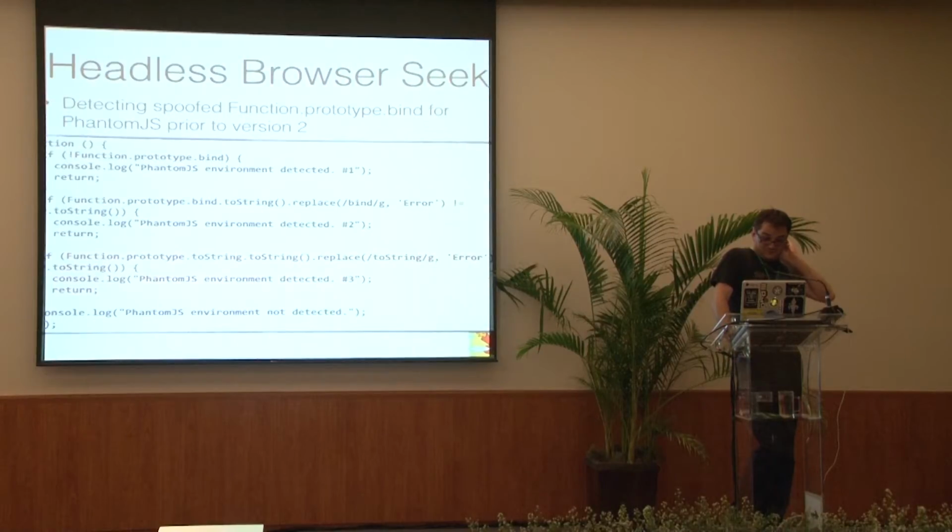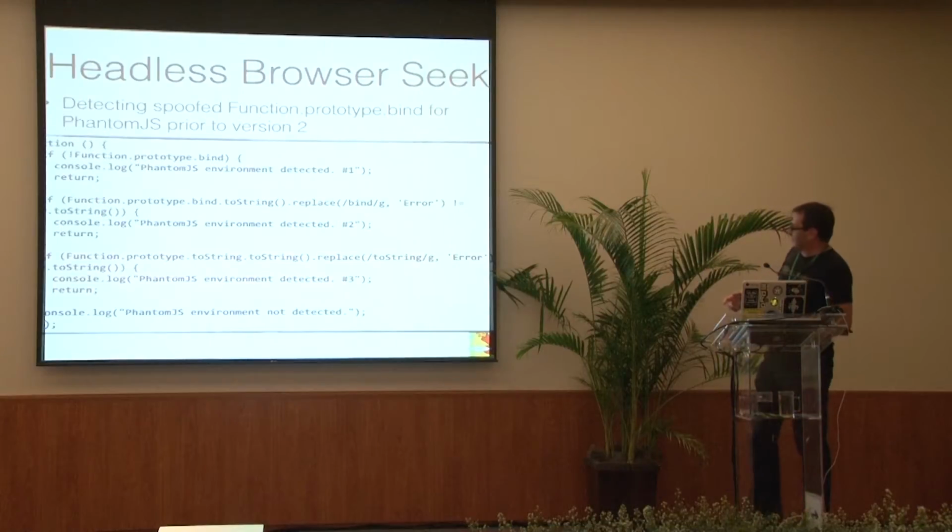Well, that means you need to do several things, actually. In our first if, we would check for the existence of bind. If it's there, it's there. Then we'll check if bind's toString returns whatever we want. And our third check would be to check if toString of toString function is actually not spoofed, if it's the native one.